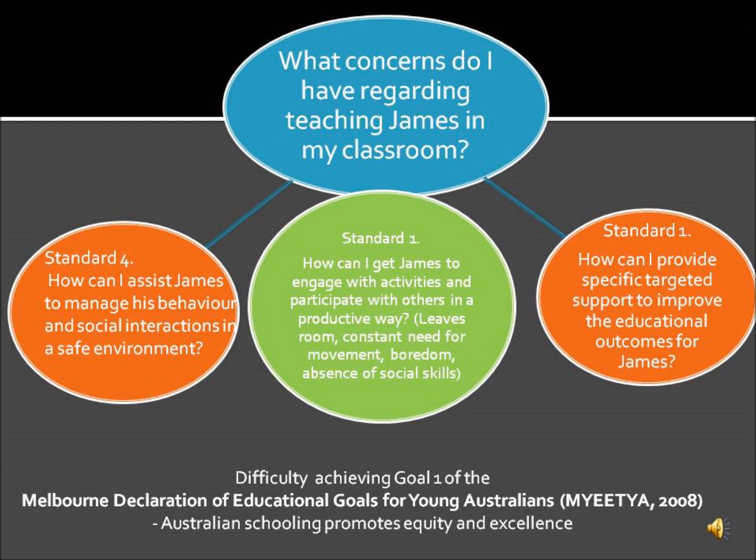In regards to Standard 1, I needed to find a way to attract and maintain his attention so that he would want to participate and not disturb the other students. This was quite hard as he didn't talk very much, so finding out his interests was difficult. I also found it hard to find specific resources that were really targeted to help him. I believe that these concerns impacted on my ability to fulfil Goal 1 of the Melbourne Declaration of Educational Goals for Young Australians, and this included making sure that I catered to the needs of James.